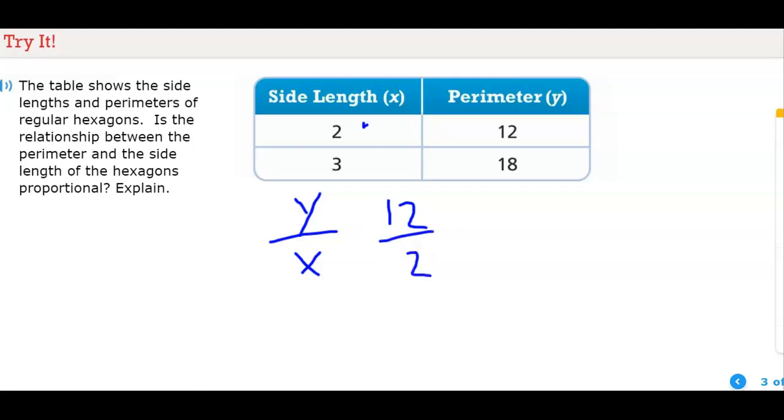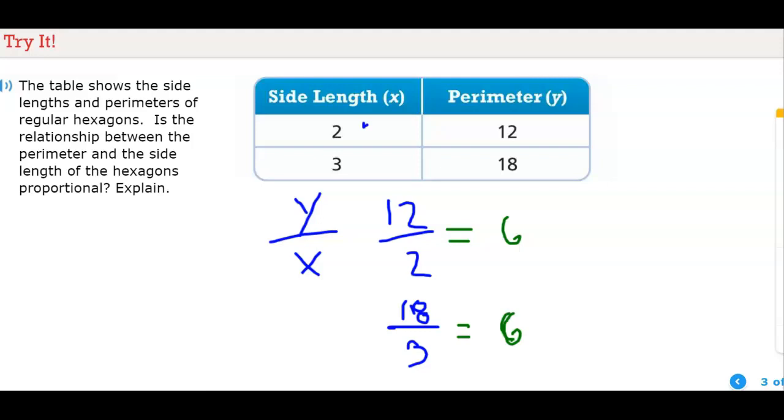And then we have for the next one 18 over 3. And then we have to compare if they're equivalent. So we can simplify these by dividing by their greatest common factor. So the greatest common factor of 12 and 2 would be, we have to look at the unit rate. So 12 divided by 2 actually will give us 6, right? And then 18 divided by 3 is 6.